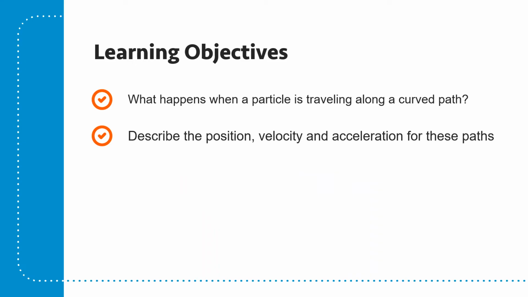So what I'm going to be talking about today is general curvilinear motion, and this follows on from the first lecture, which looked at single dimensional motion, that is a particle traveling along a straight line. And so, learning objectives: what happens when a particle is traveling along a curved path, and how do you describe position, velocity, and acceleration for these paths? And it's clear that things are going to be a bit different.